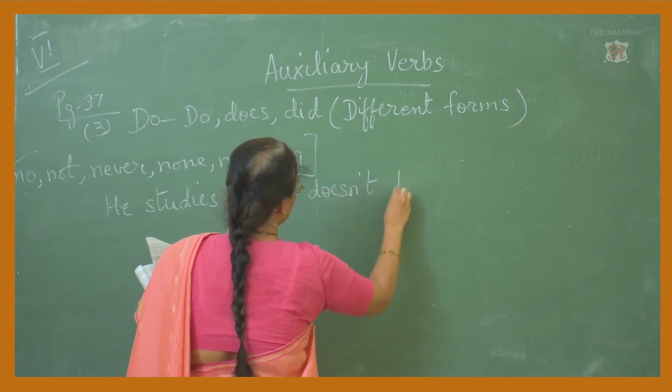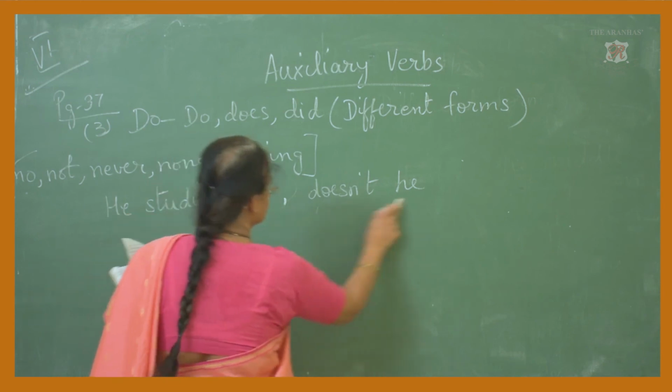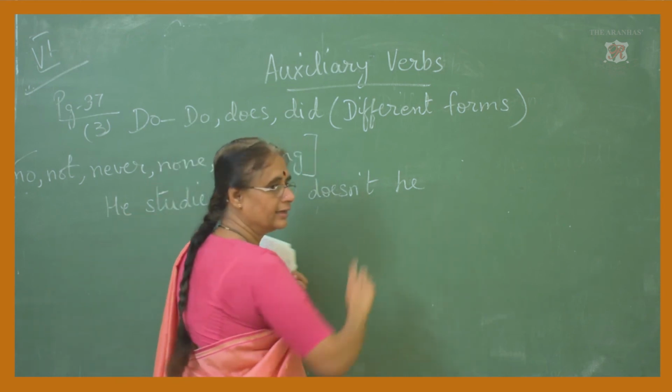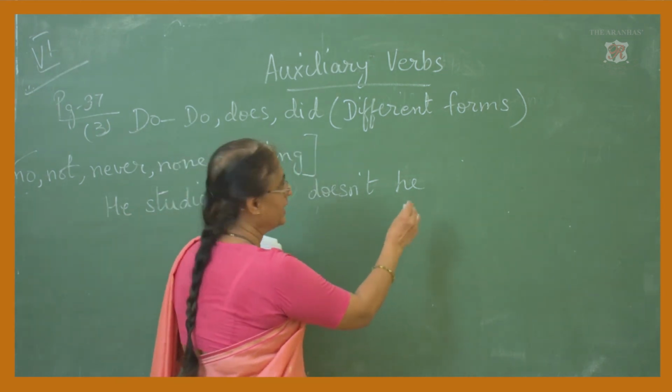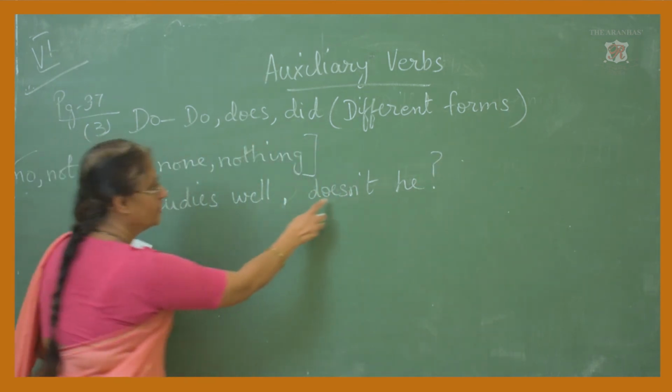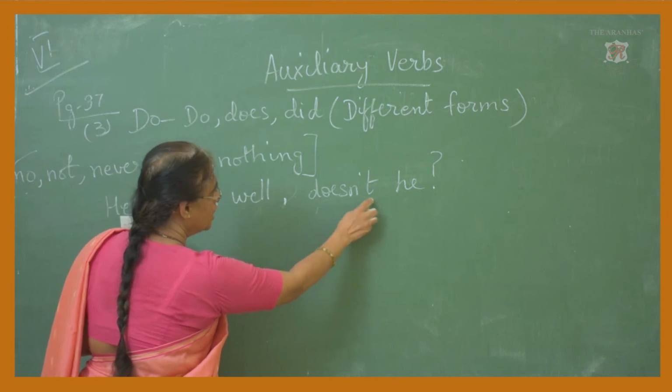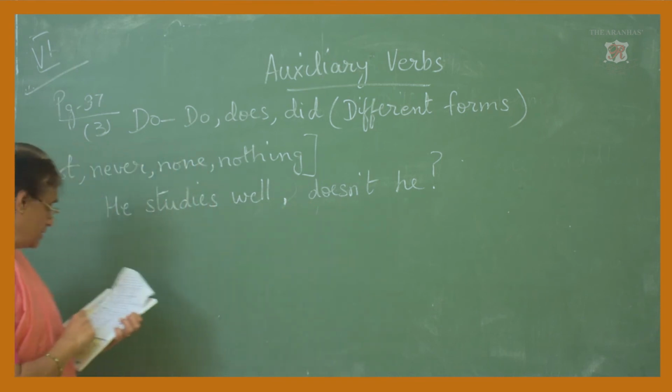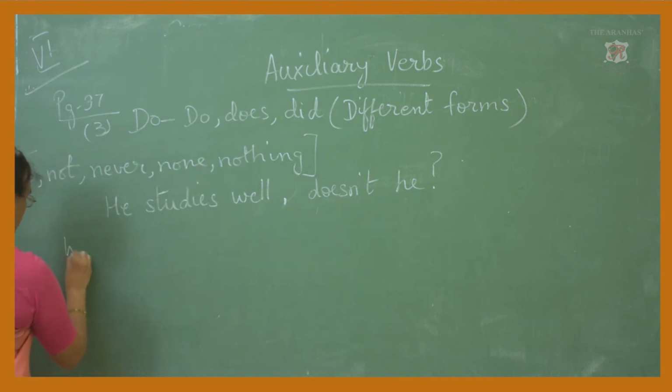Doesn't he? He means because here the gender is he. And then after writing the question tag, don't forget to put a question mark. The short form we have written over here, does not, doesn't. Is that clear? Now one more sentence I will give you.